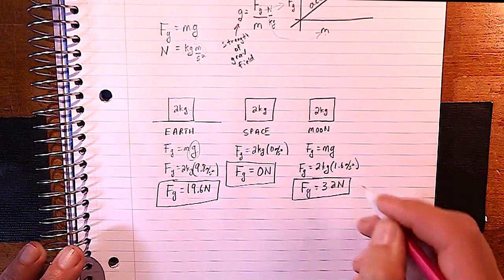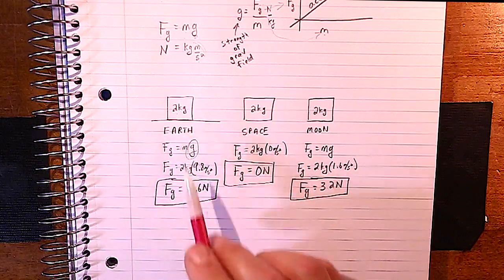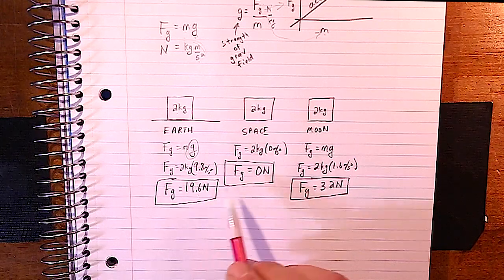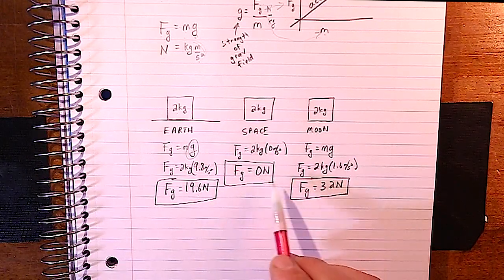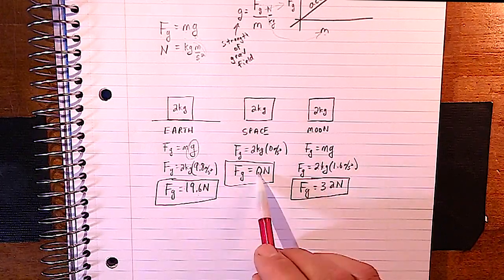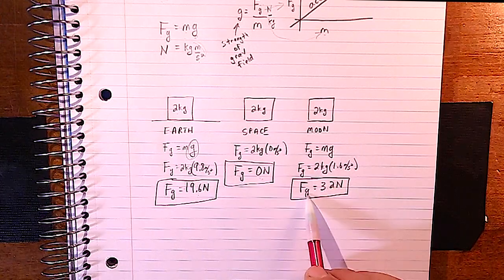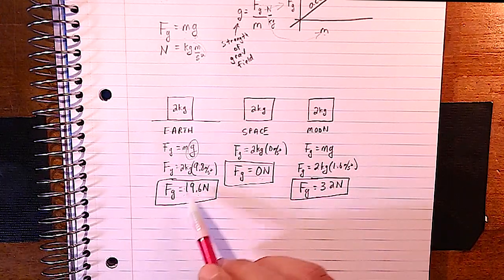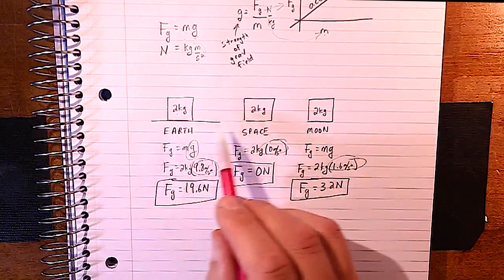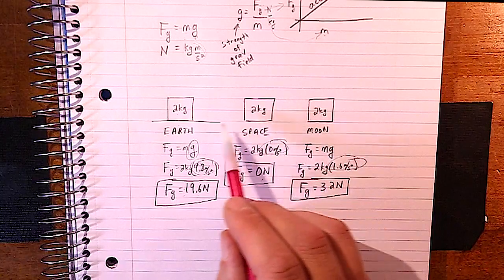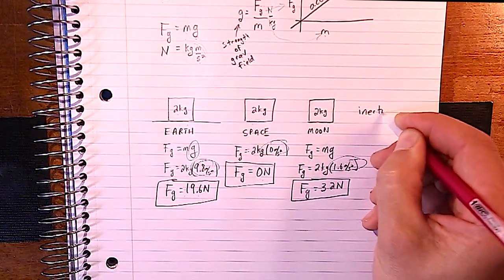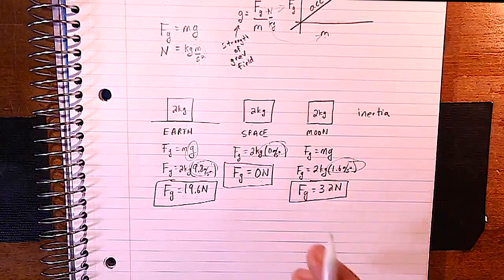Now I want to point something out here. When we went from the Earth to space, the weight went from 19.6 to 0. We went from space to the moon. The weight went up to 3.2 newtons. So in each case, the weight was dependent on the location. The weight was dependent on the strength of the gravitational field. But notice in each case, the mass stayed the same. The resistance to acceleration, the inertia, does not depend on location.